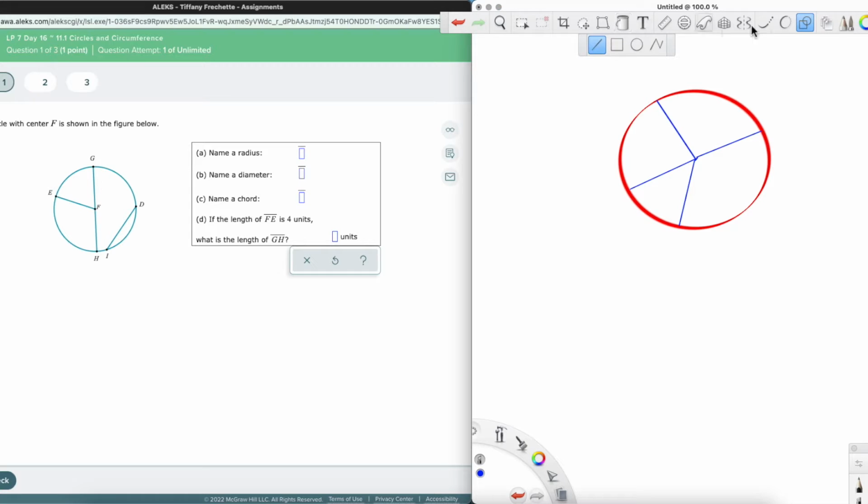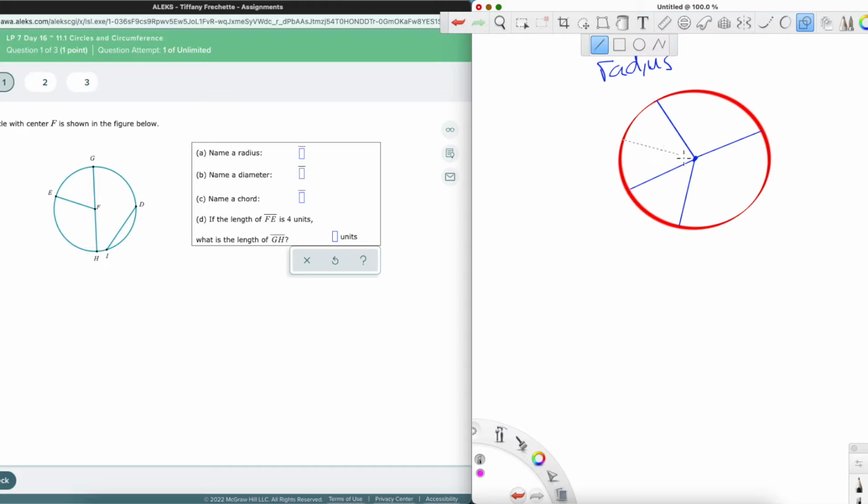So this is called a radius. It goes from the center of the circle to the side of the circle. And then we have what's called a diameter. So let's put that one in, I guess, pink. Why not? And I'm going to do my best to get this one through.